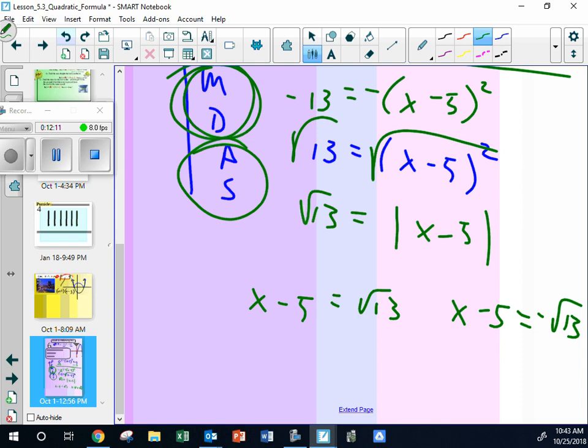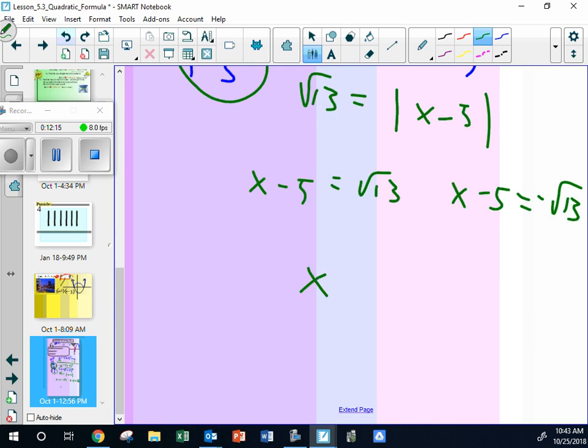Okay, so now to finish this off, I'm going to try to be smart and do this all in one step. I'm going to be adding 5 to both sides. So I'm going to have a positive 5, and I'm going to have a plus and minus the square root of 13. Did I skip too many steps in there? Are you okay with that?